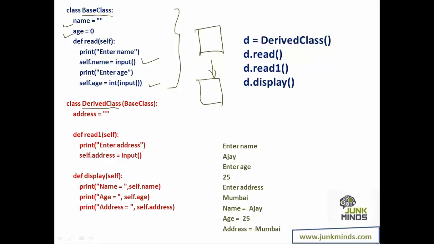All I need to do is class derived class, and from whichever the class I want to inherit, I just need to write the name over here. So this is your base class. So over here I've derived this class from this class base class.